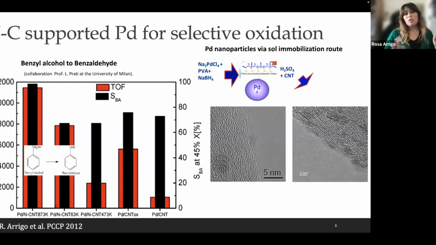This support here, which is more hydrophilic than the 873 system, is also loading less. So here I'm showing an example in which the diffusive or dispersive interaction between the support and the colloid at the beginning of the immobilization also plays a role in determining the final properties of the materials.